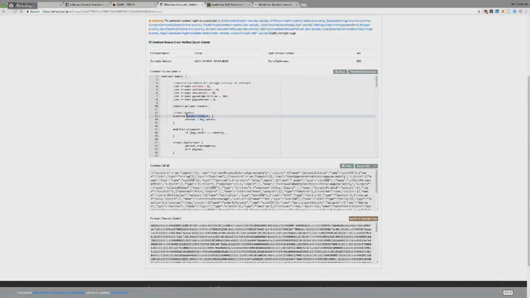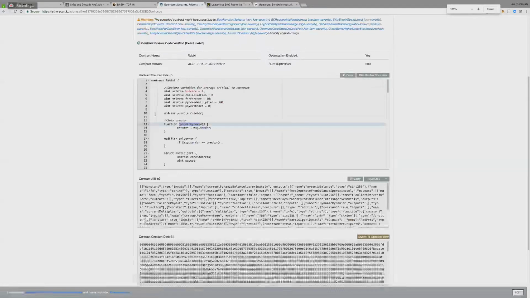I believe it was 6 ETH were stolen, which at the time was, again, like $5,000. So it's simplistic mistakes. Like, the only mistake in this is line 13. So I'll increase the screen size so you can see it.